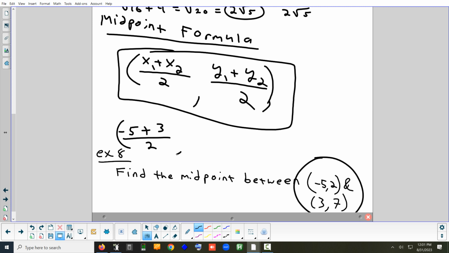And what's y1? 7. Or 2. Yeah, 2. And what's y2? 7. And then when you add these up, -5 plus 3 is -2 divided by 2. There's your -1. And what's your y value? Fraction or decimal? Okay, then 3. Not sorry, then 3 and 4.5. 4.5 or 9/2? Either way.